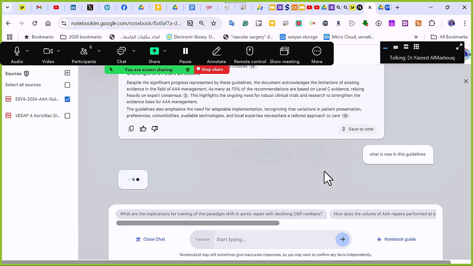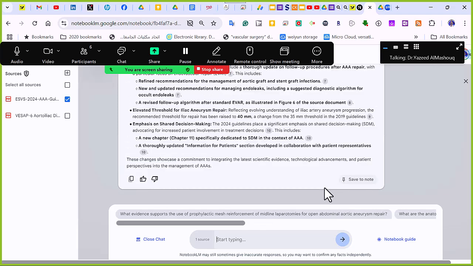Dr. Muhammad had other articles to compare. Yes, you can add it. You can add two guidelines and you can tell him, please compare and give me the results.